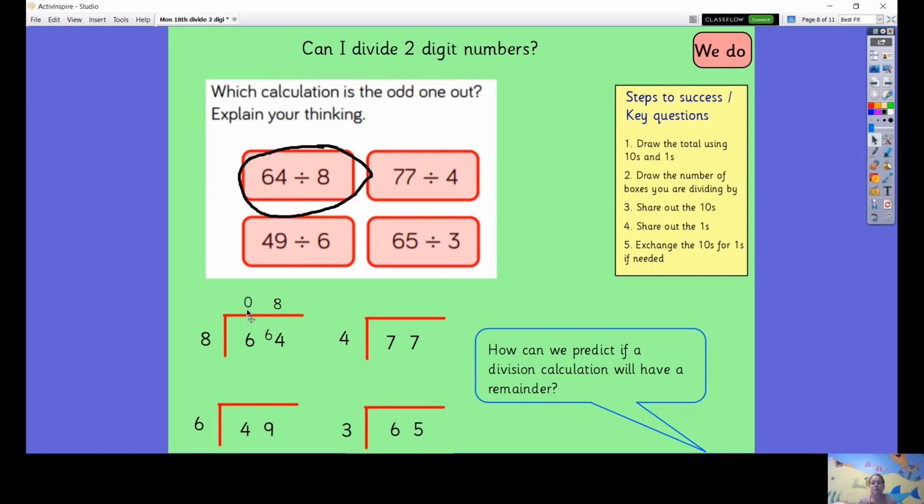So 8 times 8 is 64. So the answer to that is 8. Now it's 0, 8, but you don't have to bother putting that 0 in. The answer is just 8, isn't it? Because that 0 is not a placeholder there, is it? It's not stopping anything moving around.